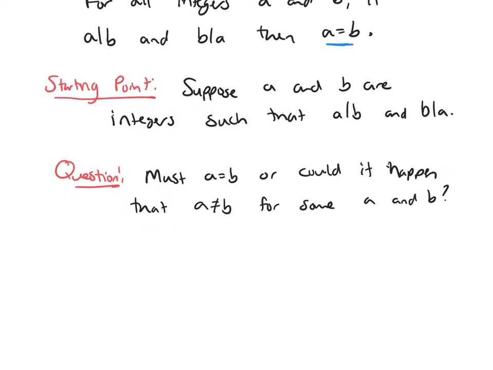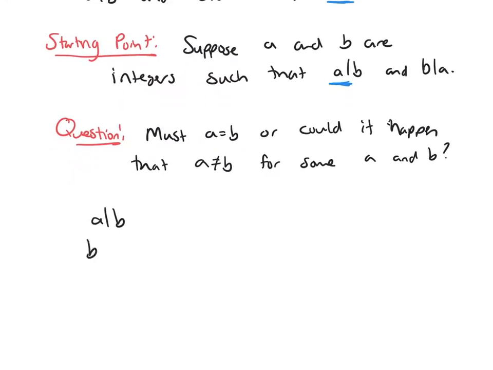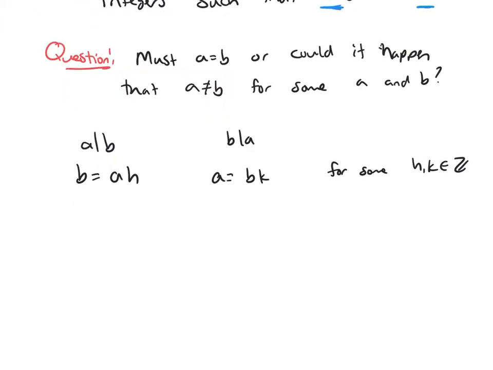Well, let's think about this. I know that a divides b, so that tells me something. That means b equals a times something, a times h, we'll say. I also know that b divides a, so that tells me a equals b times something. We'll go with k, for some h and k in the integers. So what I'm going to do is take this equation right here. Let's pull it down.